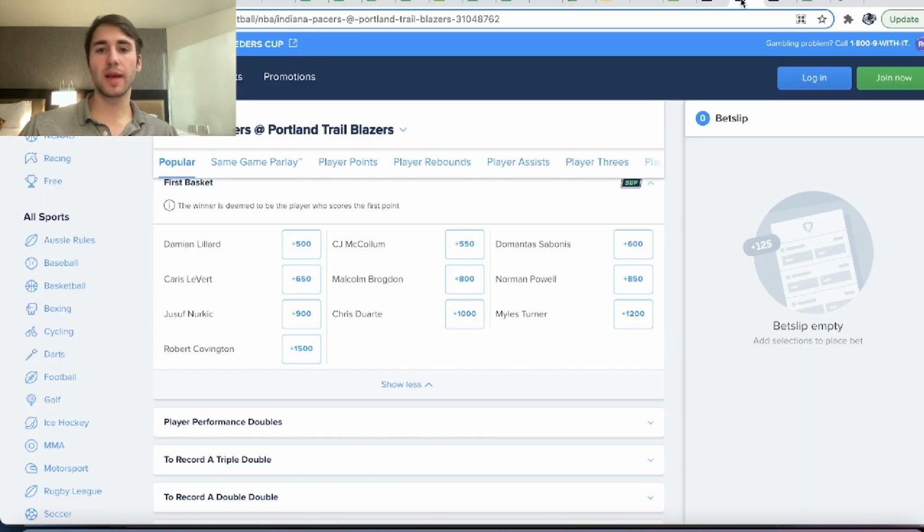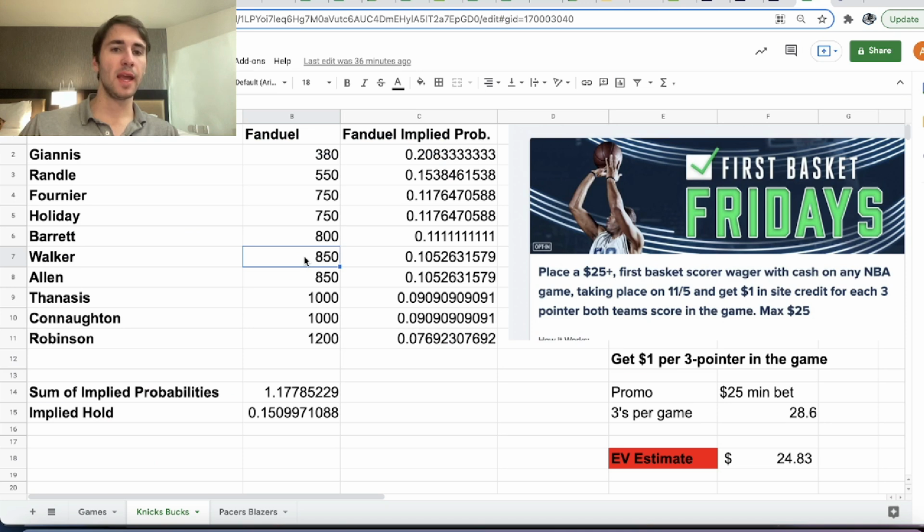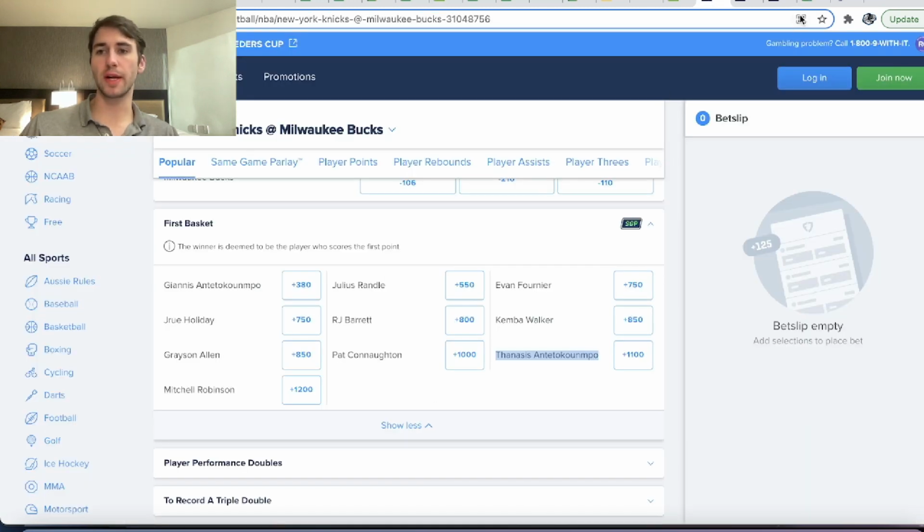So what we can do is go to FanDuel, go to the Knicks-Bucks game, and take these markets and put them into the spreadsheet. All we're doing here is figuring out the hold of the market, right? So the first thing we do is put in all of FanDuel's markets. Giannis was plus 380, Robinson was plus 1200.